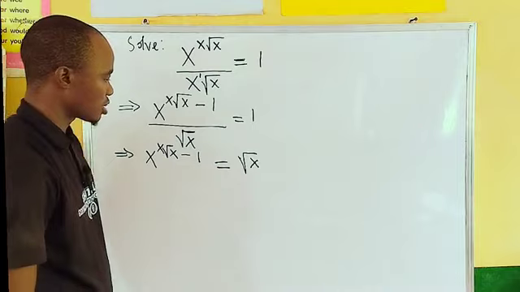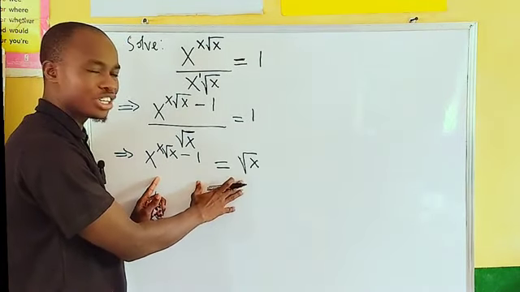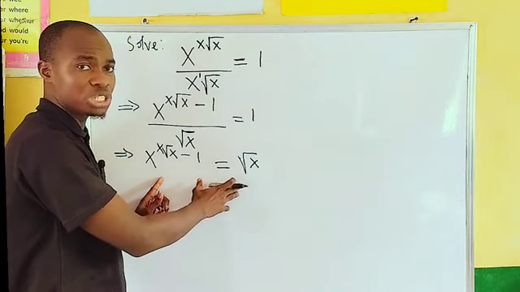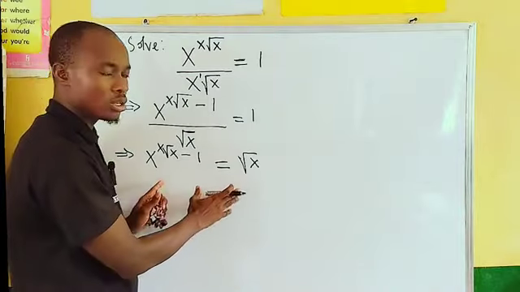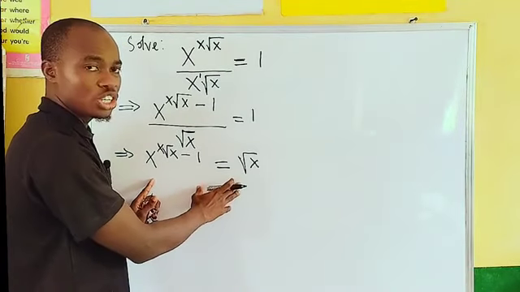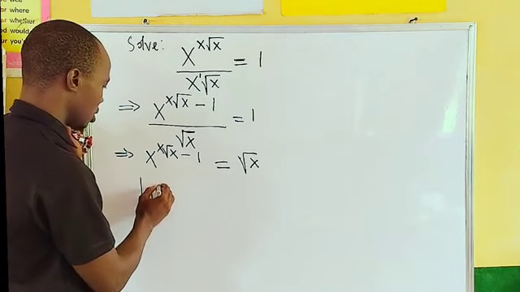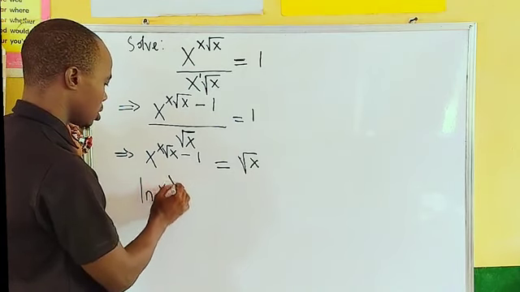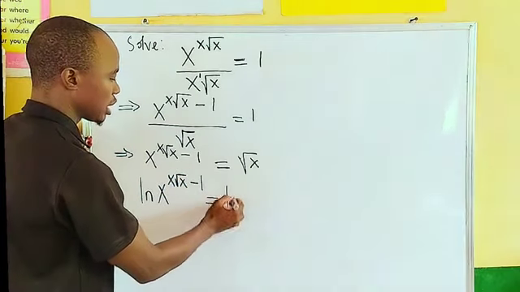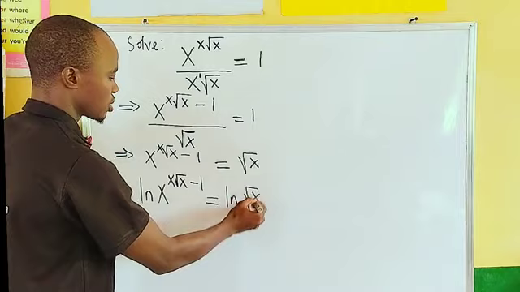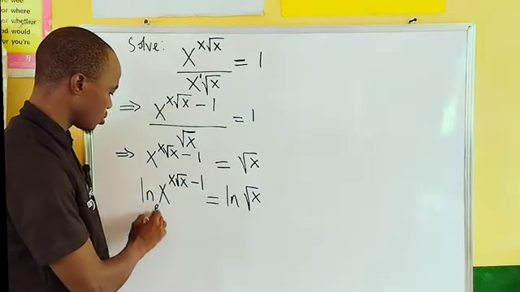So from here, what's the next thing to do? I'm going to introduce logarithm here. You can introduce any form of logarithm, with base 2 or base 10, but I would like to use logarithm with base e, that is natural logarithm. So it's going to be ln of x to power root x minus 1 equals ln root x. But don't forget that whenever we have ln, the base is going to be e.